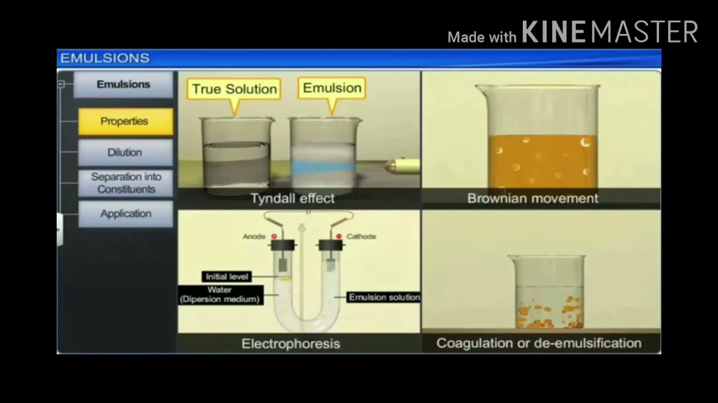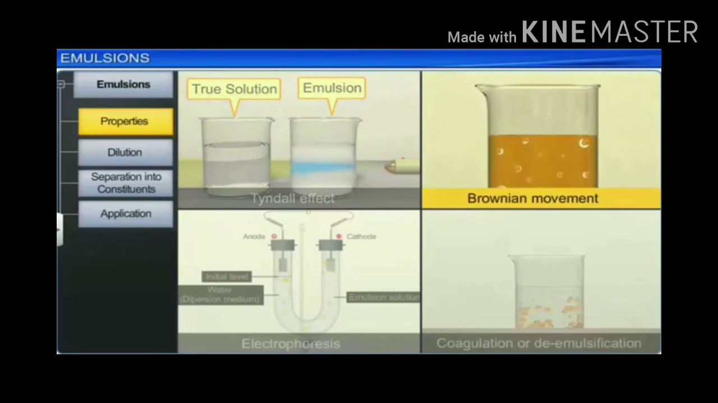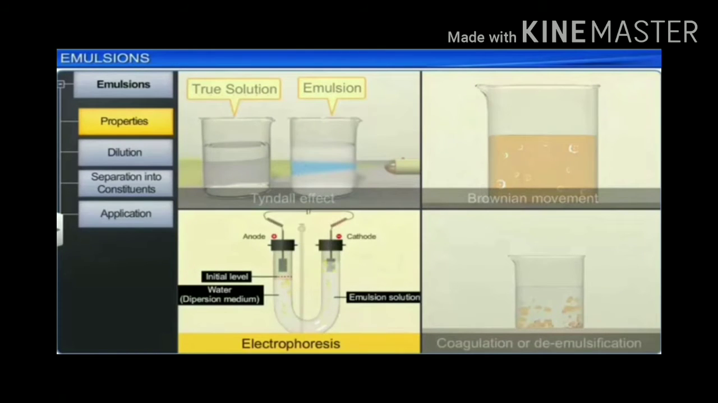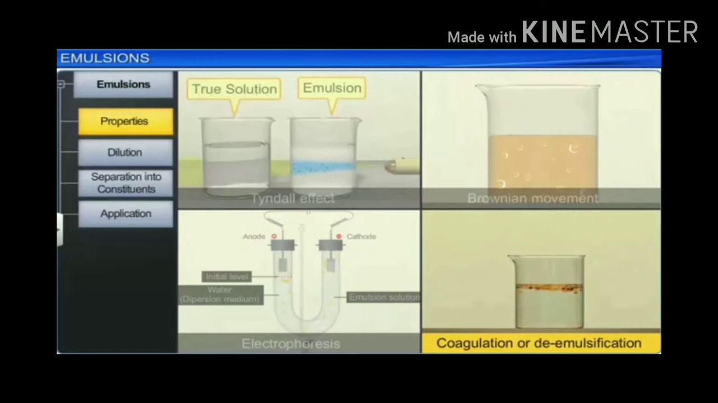Emulsions exhibit properties similar to colloids, like the Tyndall effect, the Brownian movement, electrophoresis, coagulation or de-emulsification on the addition of electrolytes, and so on.